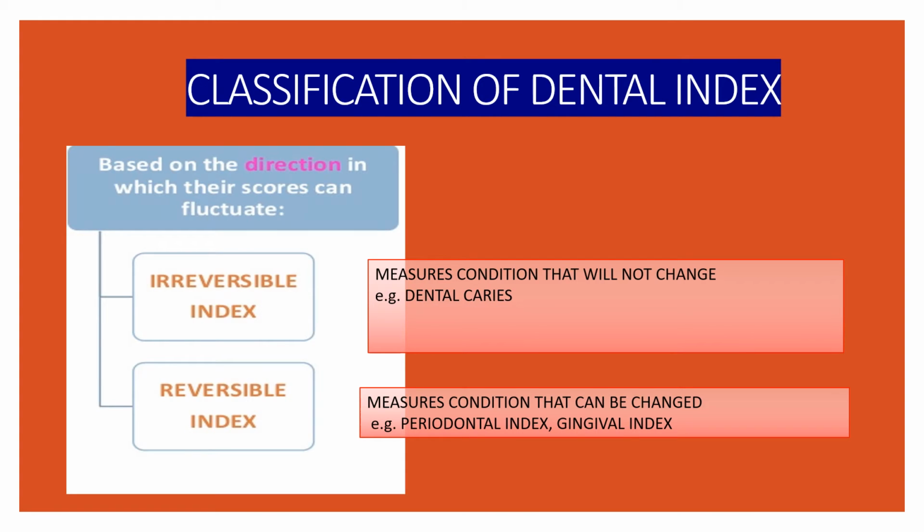Classification of dental index based on the direction in which their score can fluctuate: irreversible index and reversible index. Irreversible indices are those which measure conditions that will not change, like dental caries. Once caries has occurred, decay has been there, RCT or any tooth preparation has been done on that tooth, that will not be reversed. So that is irreversible. Then comes the reversible index, which measures a condition that can be reversed, like the periodontal index and gingival index.